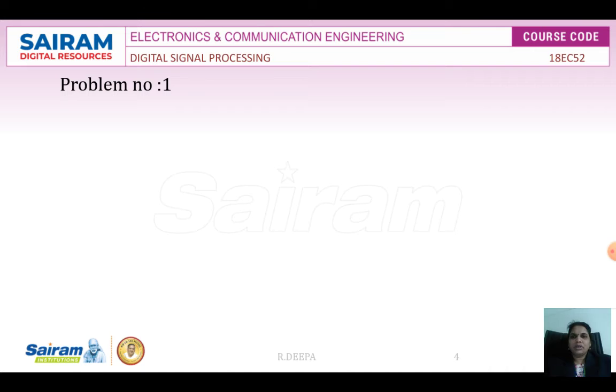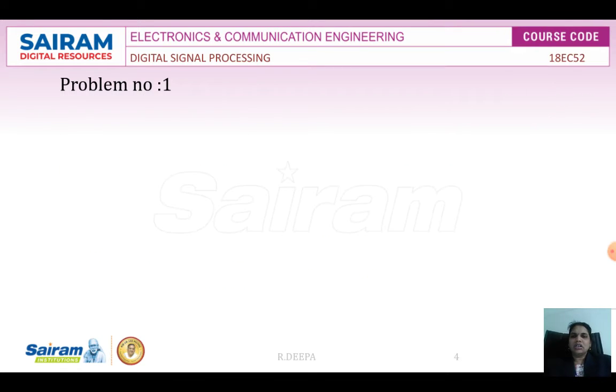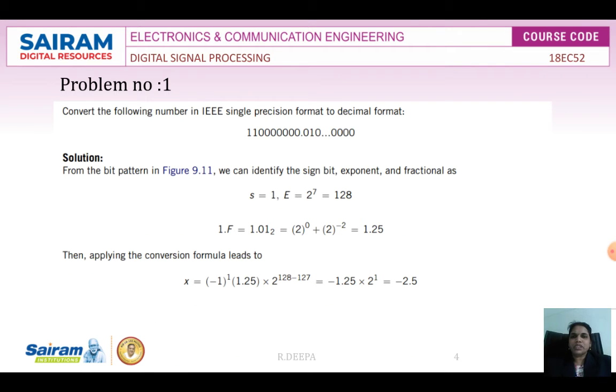So let us have a problem statement where we are going to find the equivalent decimal number for the given IEEE single precision format. Consider a problem statement which has the following number in IEEE single precision format, and you need to convert this to decimal form. The solution is, as you can observe from the given data, the MSB bit is 1, hence s is equal to 1, that is the sign bit is 1, and the exponent, which is of 8 bits, is 1 0 0 0 0 0 0 0.